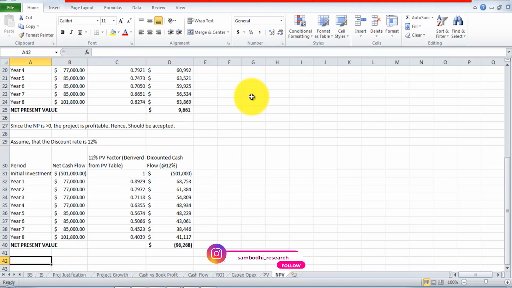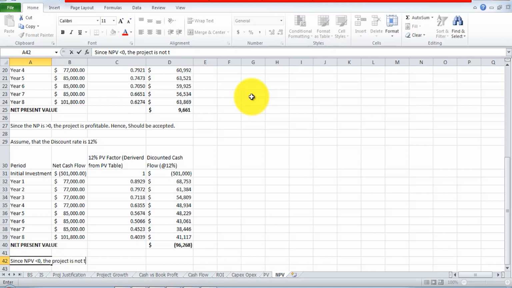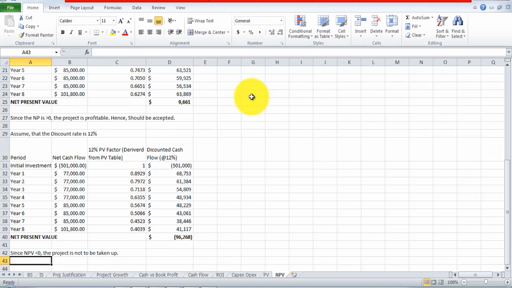So over here, the conclusion is that since NPV is less than 0, the project is not supposed to be taken up. Okay, I did not plan for this discount rate of 12%. I just thought we'll see how the results come up when you use a different discount rate.